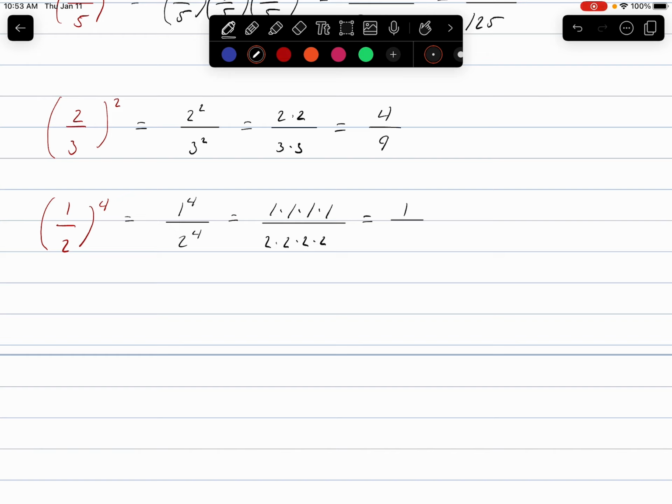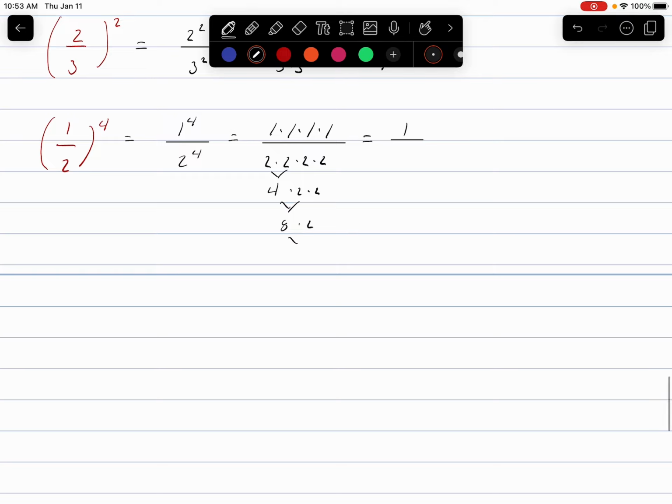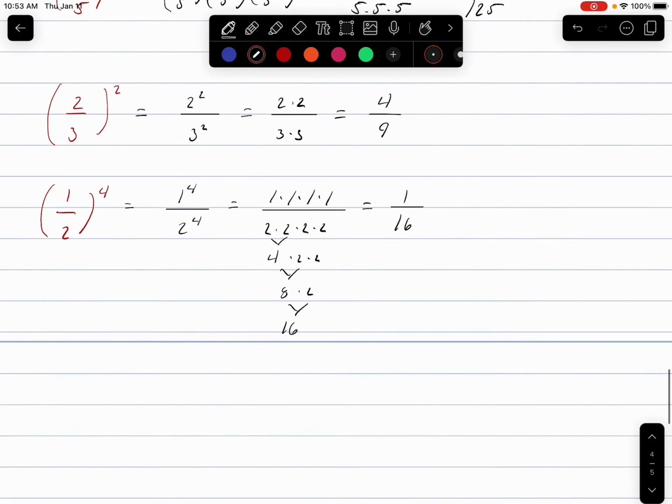Now if we have 2 times 2, it's going to give us 4. And then we have times 2 times 2. 4 times 2 gives us 8. Bring down that times 2, and then here we have 16. So our answer is going to be 1/16.